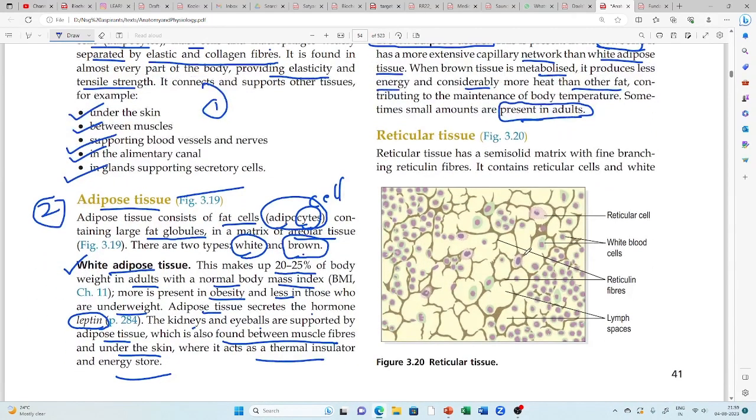Okay. The next type is reticular tissue. The third type is reticular tissue. Reticular tissue has a semi-solid matrix with fine branching reticular fibers.